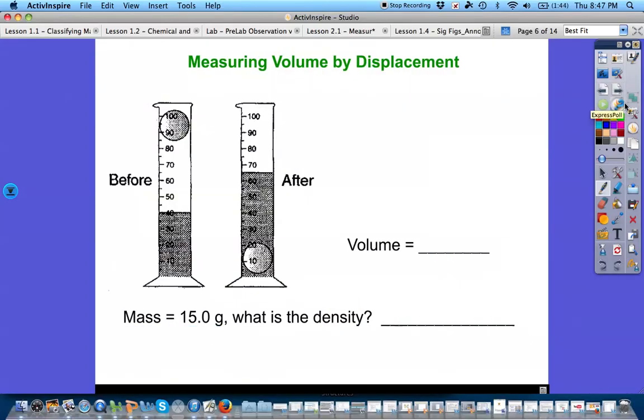So sometimes we might have an irregular shaped object, and so we are going to measure the volume by displacement. In order to do that, you are going to get a graduated cylinder, measure some water, and then you're going to drop the object in. Measure the volume afterwards, and then the difference between those is the volume of the object. So the volume of the object is the final volume minus the initial volume.